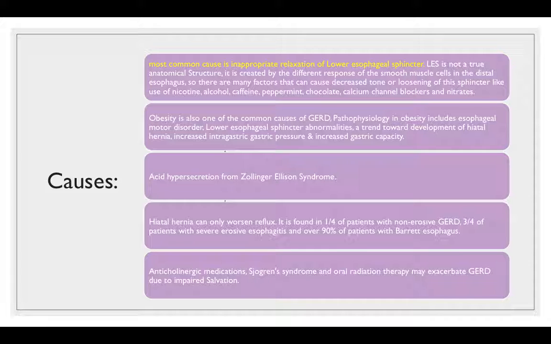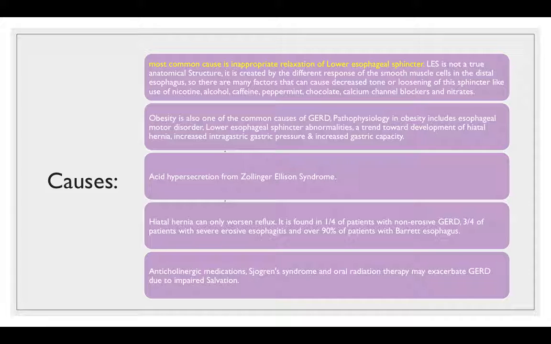Then we have acid hypersecretion, like in a case of Zollinger-Ellison syndrome. In this syndrome, there is acid hypersecretion, and because of the hypersecretion of acid, the patient must be experiencing GERD. Then hiatal hernia can only worsen reflux.